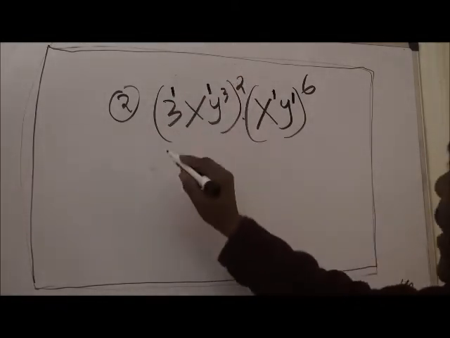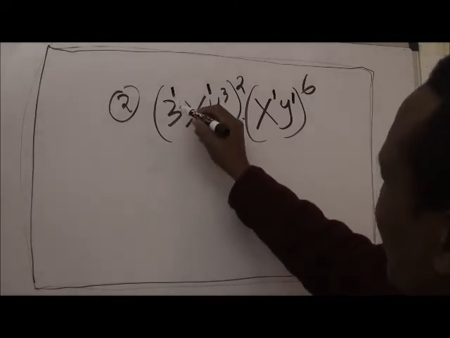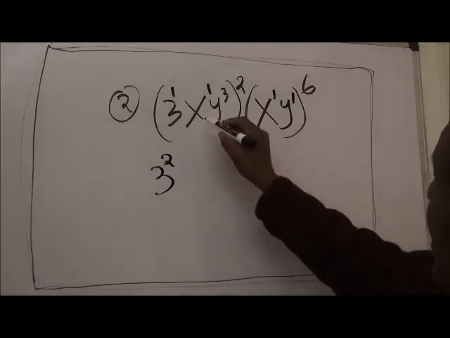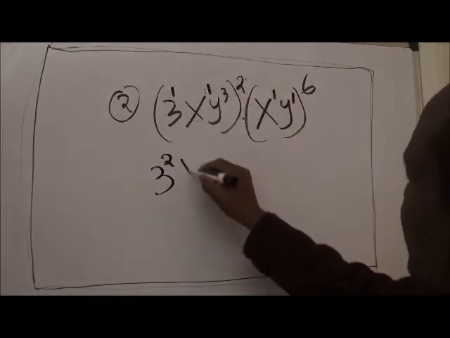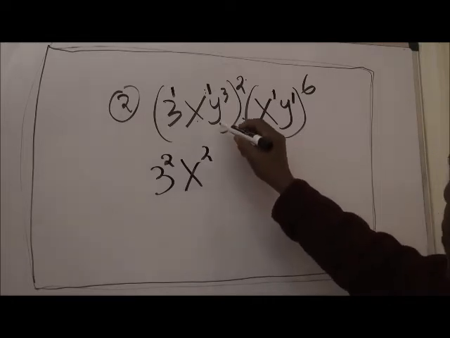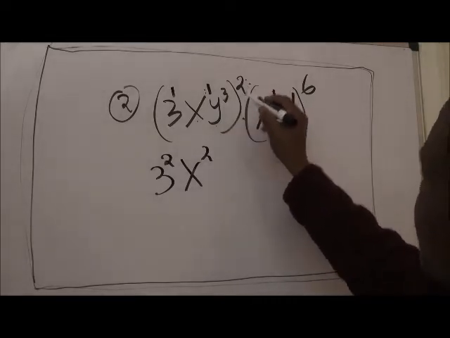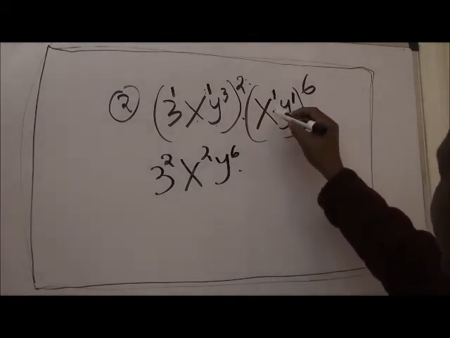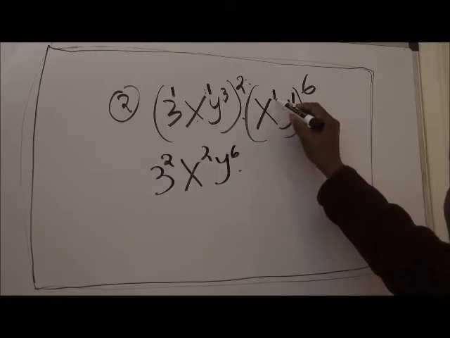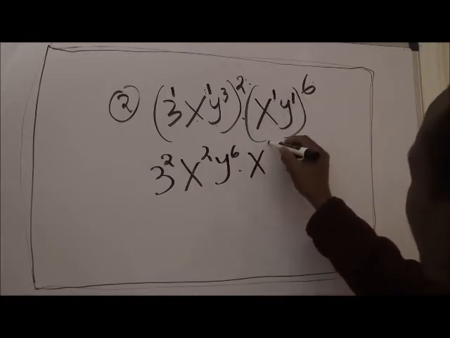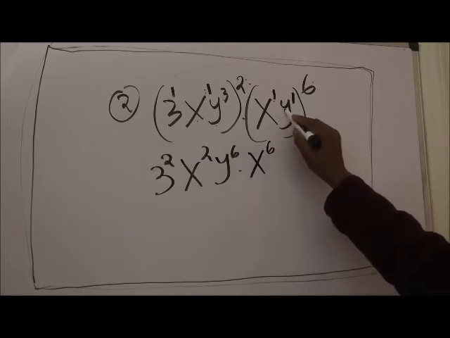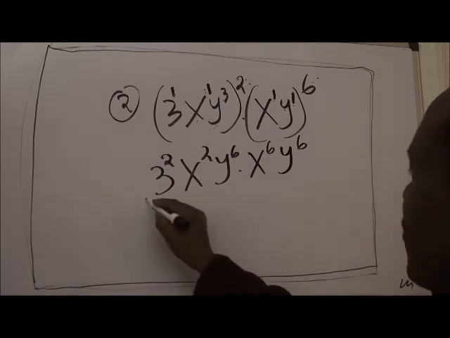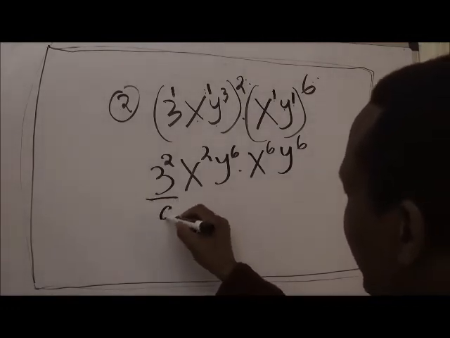As I remove the parentheses, it will be 3 to the power 1 times 2, which gives me 3 to the power 2. x to the power 1 times 2 gives me x to the power 2. y to the power 3 times 2 gives me y to the power 6. Same case here, x to the power 1 times 6 gives me x to the power 6, and y to the power 1 times 6 gives me y to the power 6. So 3 to the power 2 is 9.